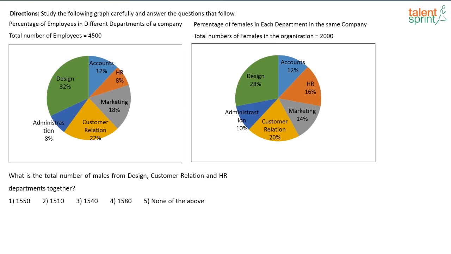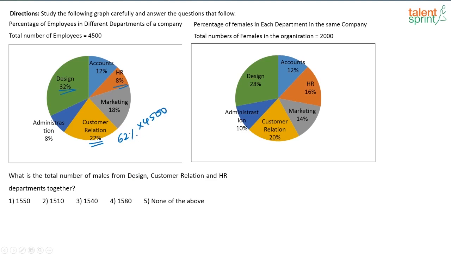Next one. What is the total number of males in design, customer relation and HR departments together? See, this is even easier, right? Customer relationship total employees is 22%. Design total employees is 32%. And HR total employees is 8%. Add all of these together. That is nothing but 62%. 32 plus 8, 40 plus 22, that is 62. So 62% of the total number of employees, 62% of 4,500.